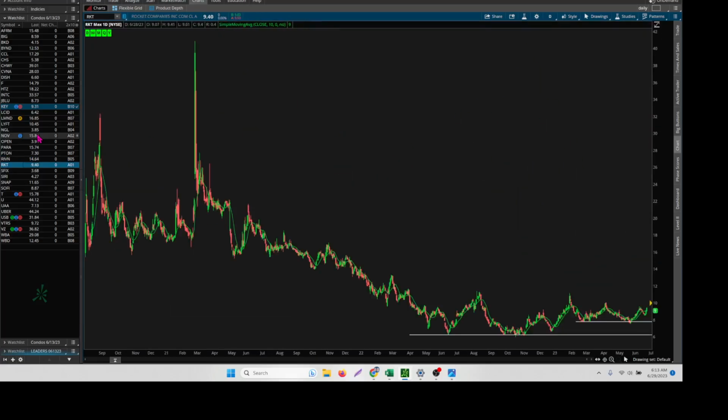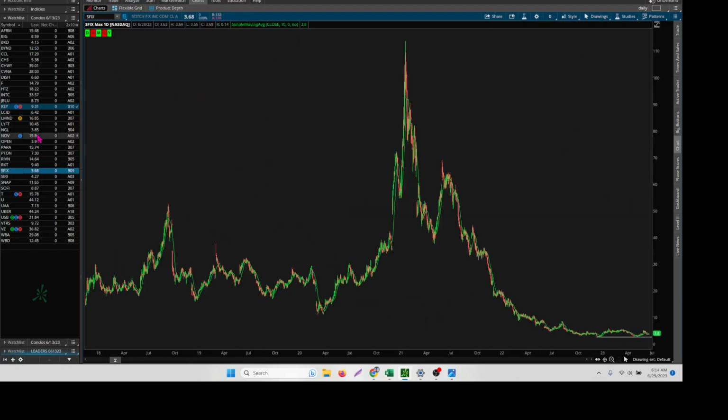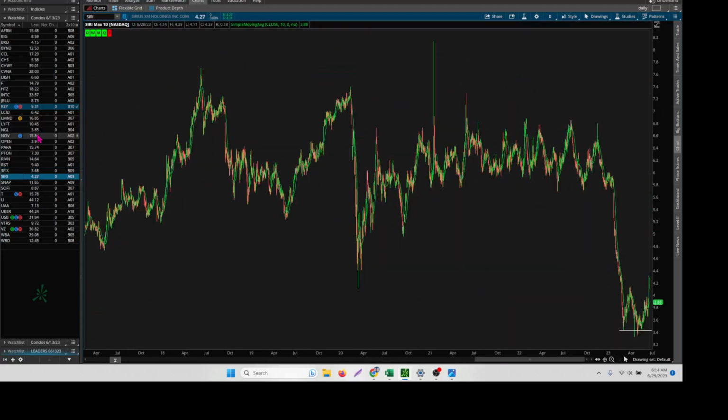Rivian holding the line. Rocket, you can see now it's putting in new higher lows. I'm in this one long term. Like this one. Really like it. SFix holding the line. Sirius tried to go lower here about a month ago, and look at the buyers step right in.